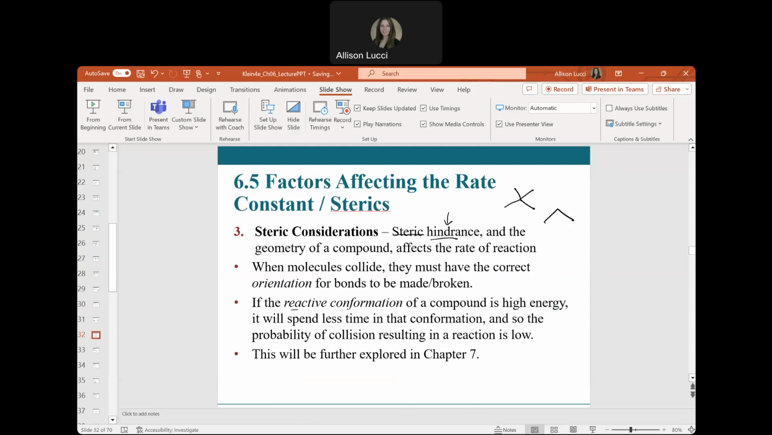So if the reactive conformation of this compound is high energy, so what that means is the conformation means different shapes, different bond angles within the molecule, might be at a higher energy, and that molecule won't stay in that higher energy as long. So again, the probability of collision happening at the right energy and the right orientation is low. So we'll get into this a little bit more in the next chapter.